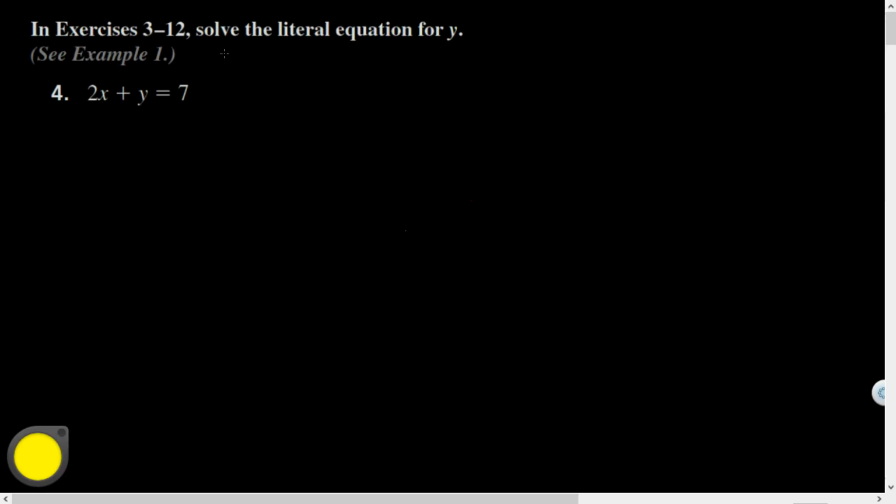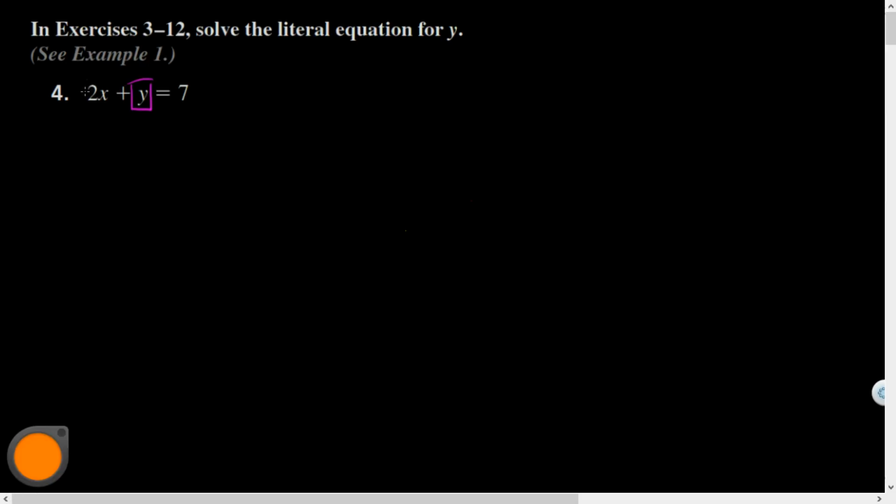And let's solve this literal equation for y. You notice the first thing that's different than what we've usually done is that there's two variables here. And they told us to solve for y. And what that means is I'm going to pretend that the x is just some number. So this would be like if it said 21 plus y equals 7, and I'm solving for y.